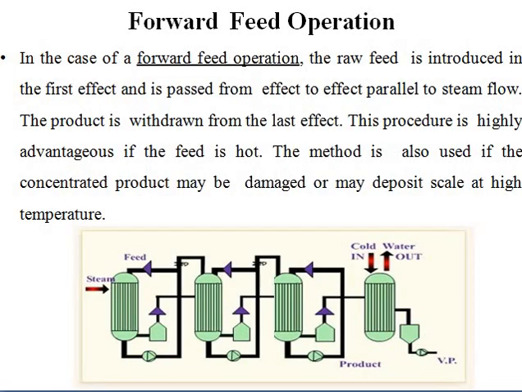Next we come to the forward feed operation. In the forward feed operation both the steam as well as the food will move in the same direction. Here we can also say that co-current flow is followed, but in backward feed the counter-current mechanism occurs. Clear? Here the steam is going in this direction, and the feed is going in this direction. This one is the direction of feed.